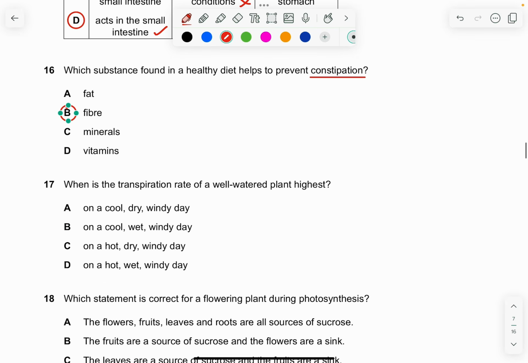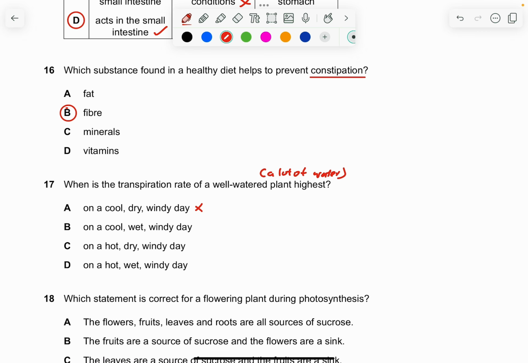Okay. Question 17. When is the transpiration rate of a well-watered plant highest? So this one they are going to trick you a little bit. It tells you that the transpiration rate is at the highest, so it means that the plant itself has a lot of water. And now they are trying to tell you what the suitable conditions are to allow water to leave the plant. On a cool, dry, windy day, this one is considered strong, but not so.